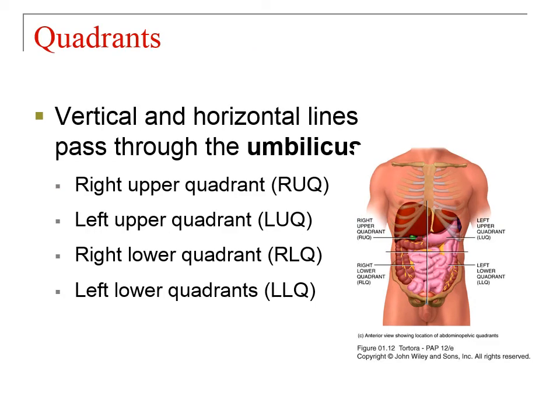And very similar for the quadrants. We simply have 4 quadrants. It's basically going to pass through the umbilicus, both the vertical and horizontal lines. Very simply named the left upper quadrant, left lower quadrant, right lower quadrant, and right upper quadrant.